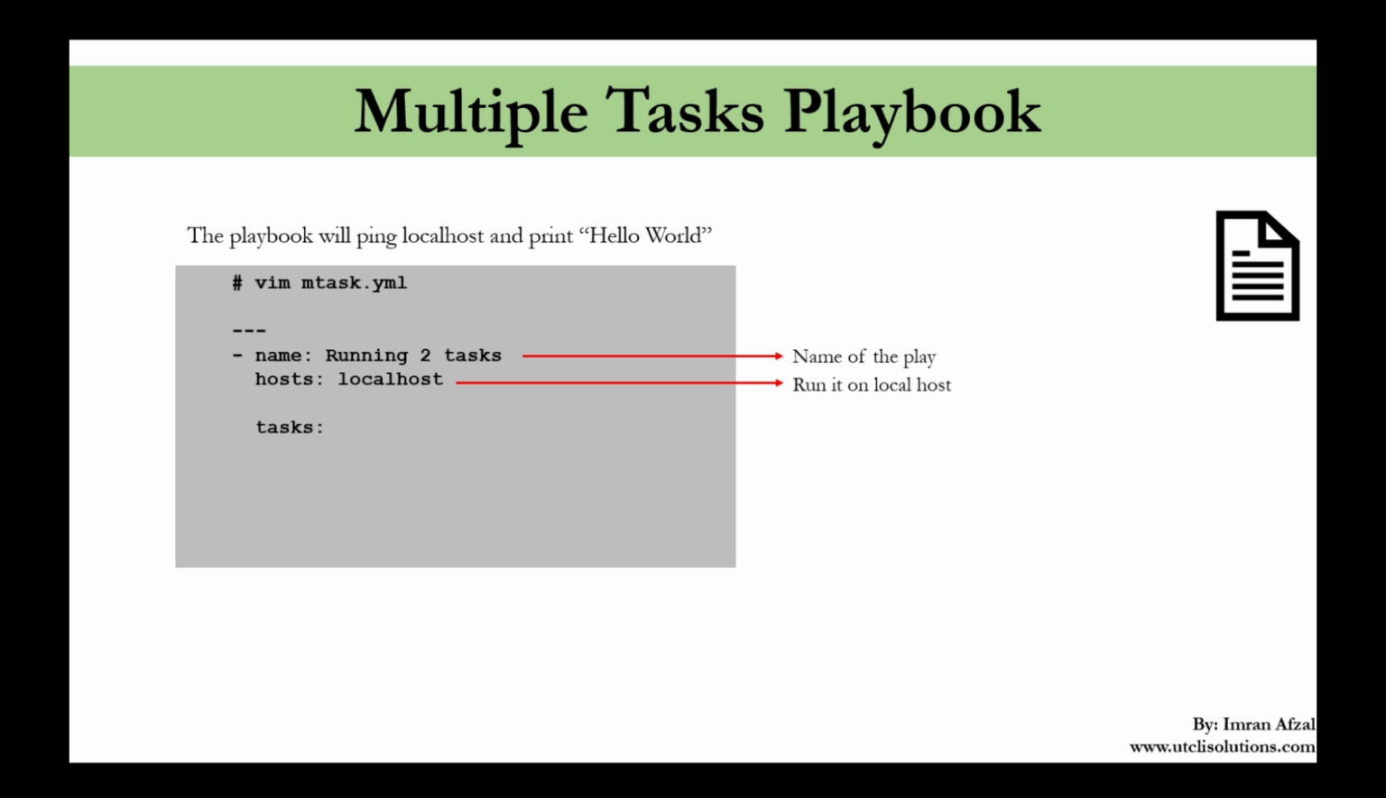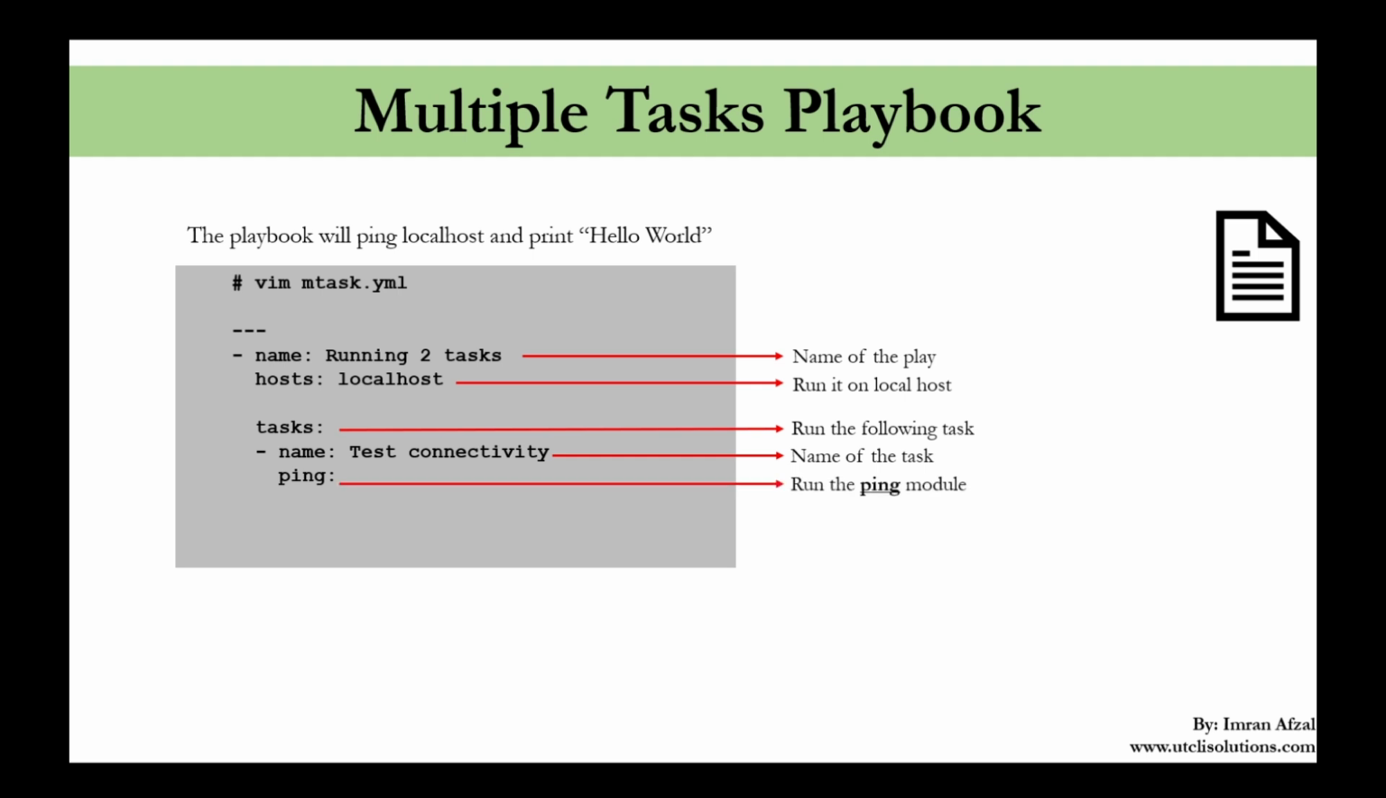Then what are the tasks that you are running? Run the following tasks, and the name of the very first task is test connectivity, which of course runs ping on the localhost to test its connectivity. And what module are we going to use for that task? We are going to use the ping module. All right, so that's one task. The second task is to print hello world. So if you notice, that second task name is right below exactly where the first name is. So it's going to be the name print hello world.